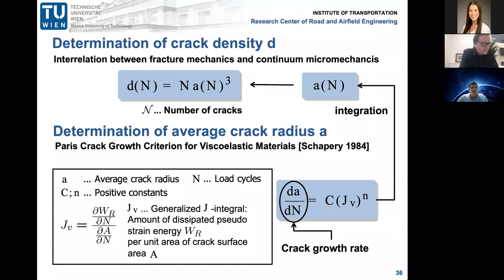And n determines the speed of crack propagation, and it's related to the viscoelastic properties of the material. And you see here, very important, this is C, and we have here the J_v, and the J integral is by definition the energy or work of fracture per unit area of the crack surface A. It's defined here, where W_R is the dissipated pseudostrain energy, the DPSE, per unit volume of the intact material.